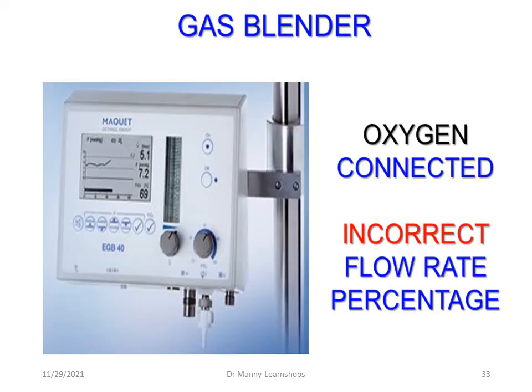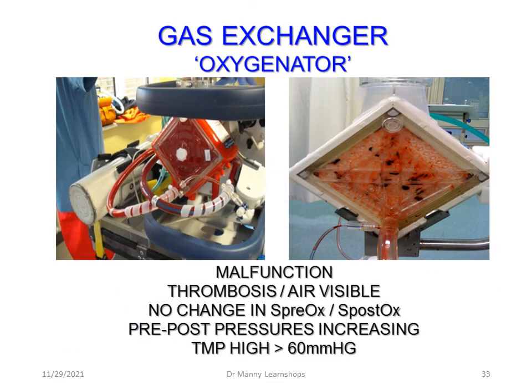Then we have the gas blender. Make sure oxygen is connected and at the correct flow rate as ordered. The gas exchanger or oxygenator can malfunction. Thrombosis and air can be visible. There may be no change in the pre or post saturation for the oxygenator, indicating a problem. The pre and post pressures, the transmembrane pressures, can be increasing or very, very high, greater than 60 millimeters of mercury, indicating a problem.